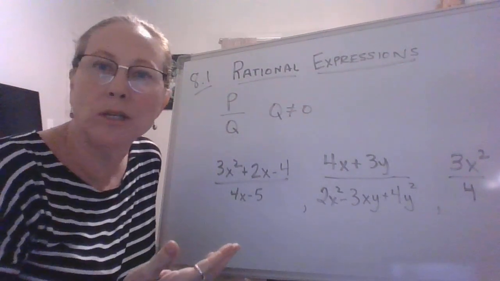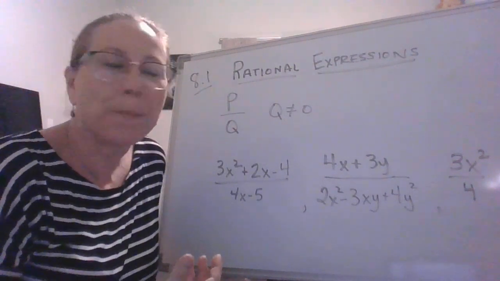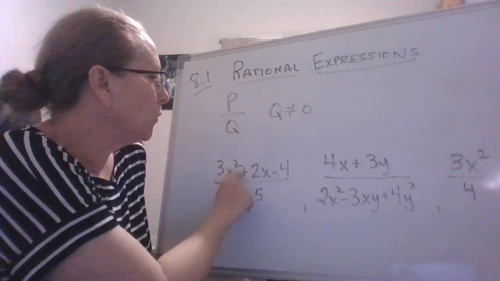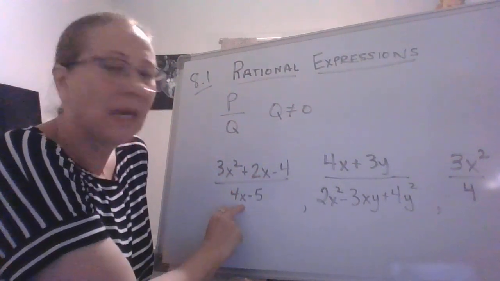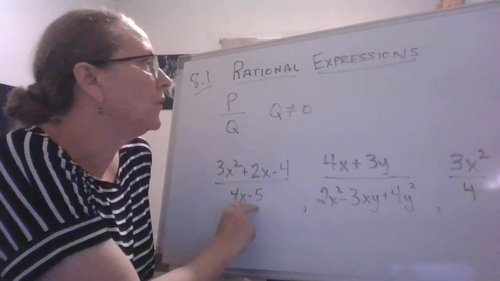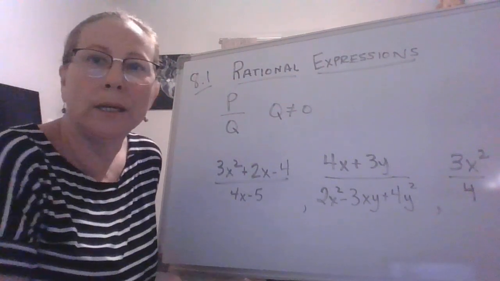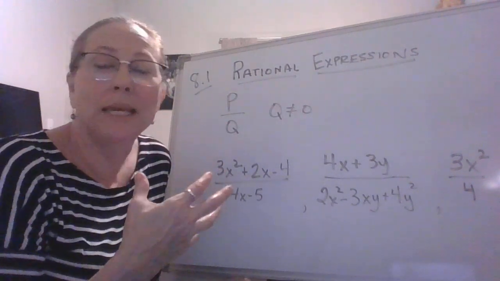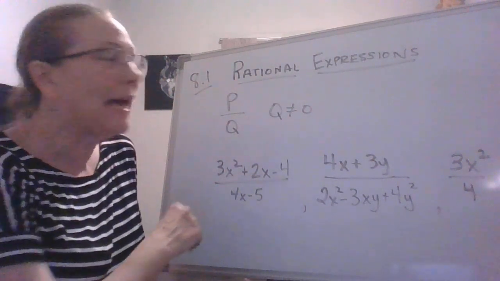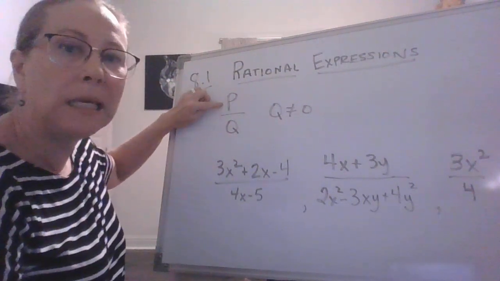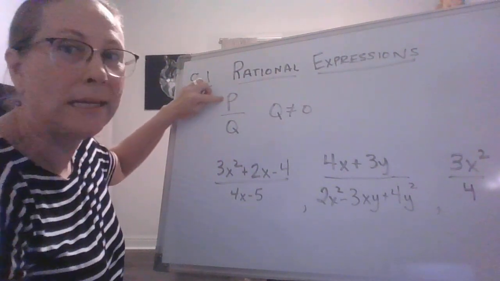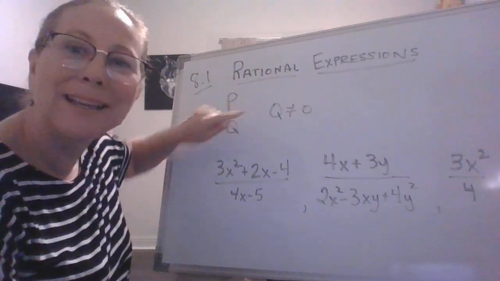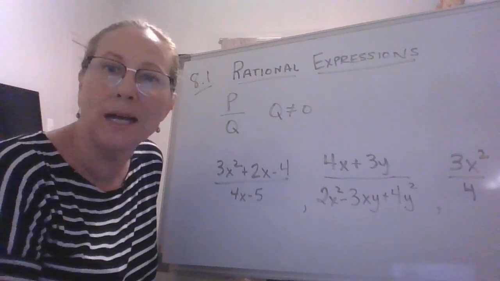Now we know an expression does not have an equal sign. For example, here's an expression up here in this numerator, 3x squared plus 2x minus 4. And here's an expression down here, 4x minus 5. So this is a rational expression. It means that it has an answer, it has a number. It's not undefined. So if we had a rational expression, P over Q, P being any expression, Q being any expression, Q cannot equal 0. It cannot be undefined.